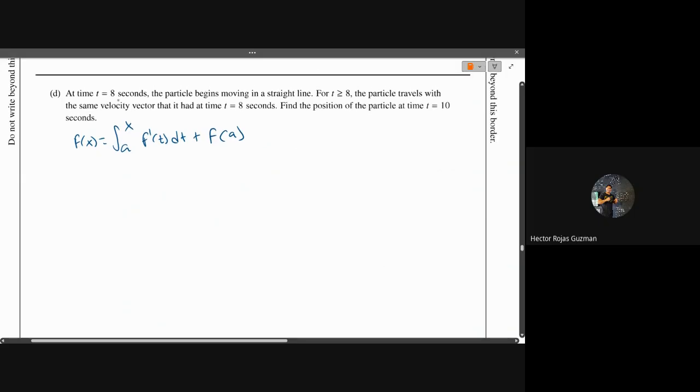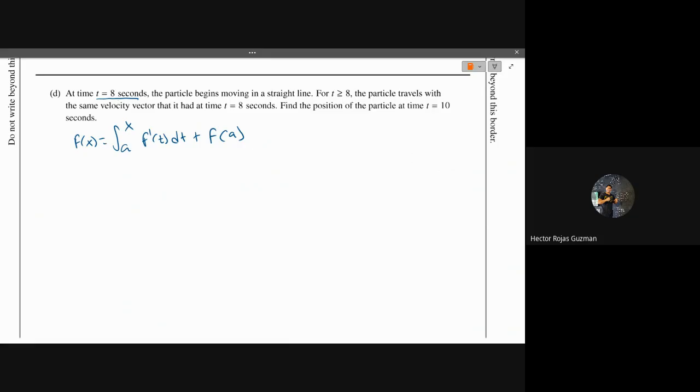At t is equal to 8 seconds, the particle begins moving in a straight line, and it travels with the same velocity vector that it had at 8 seconds. Find the position of the particle at t is equal to 10. Okay, so you already see my formula there. We're going to have to use it. First, since the particle travels with the same velocity vector that it had at time 8, let's find the velocity of the x component at 8 seconds.